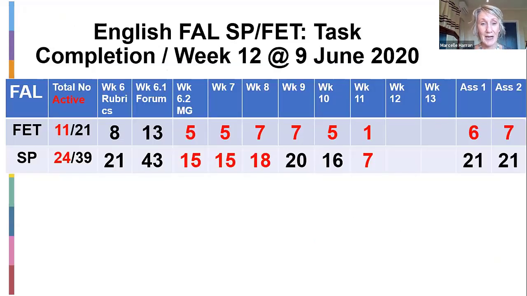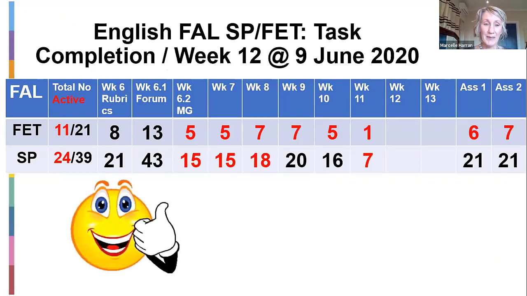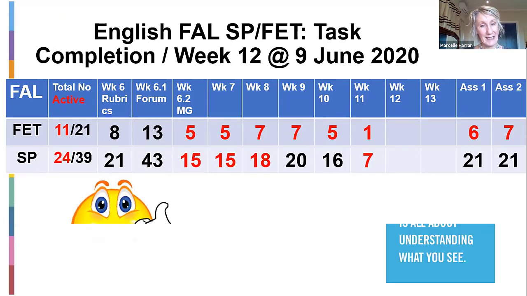Okay, let's just have a look at your spreadsheet of task submission. All my happy faces are all the black. Seems to be quite a bit of red there, but those can't be changed. As you can see in week 11, which is due this Friday night, for the FET, only one person, I think that's Rochelle, if I'm correct, has submitted. And I looked just now, and 7 of the SP have submitted.